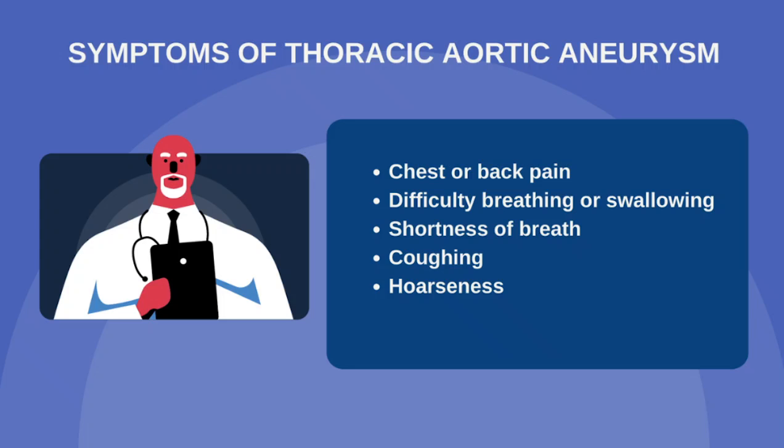The symptoms of an aortic aneurysm don't show up until the aneurysm becomes large or bursts. But as it grows, you may notice some signs, including chest or back pain, and difficulty in breathing or swallowing. Third is shortness of breath. Fourth is coughing, and lastly is hoarseness.